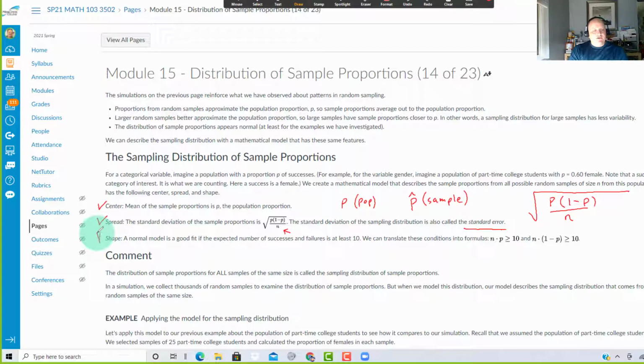And lastly, the most important piece is in order for us to be able to use the normal model, we have to have a little bit of a test to see if it's a good fit. And that good fit comes up when we need about 10 successes and 10 failures to happen. So what we're going to check is you're going to multiply the number of data points in your sample times the probability that it happens. And you're going to do the same thing, number of things in your sample multiplied by the probability it doesn't happen. Both of those have to be 10 or more.